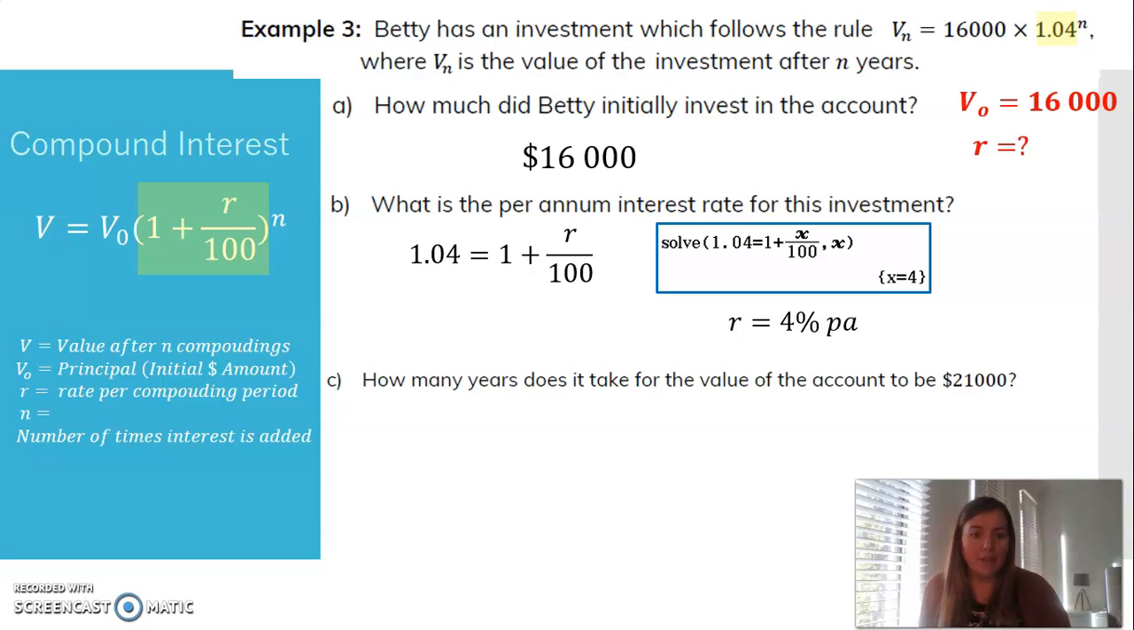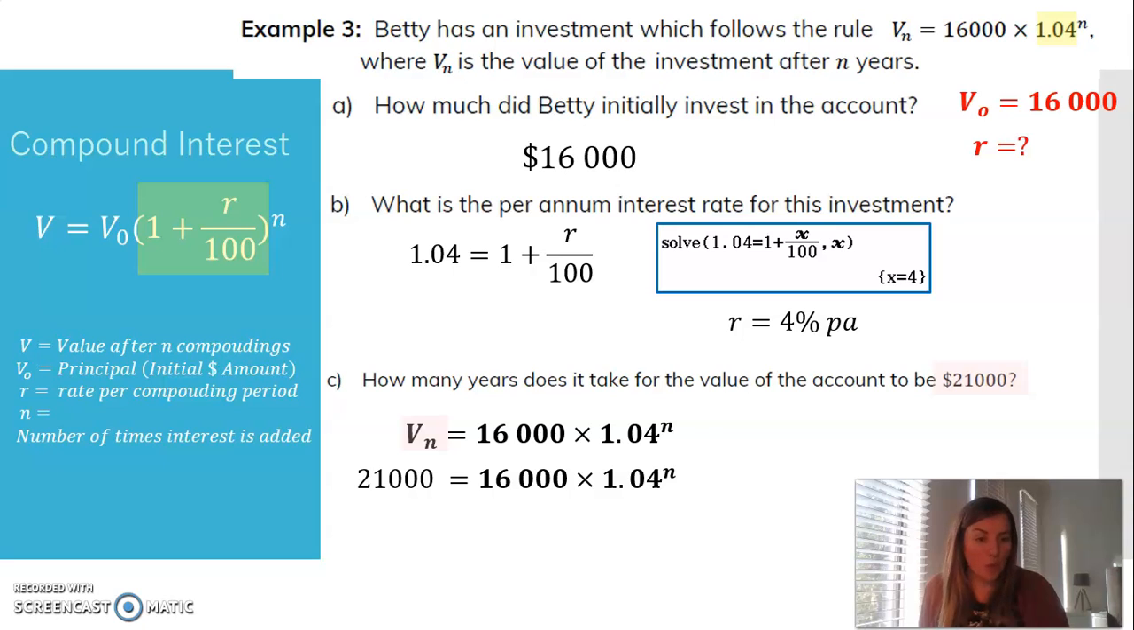How many years does it take for the value of the account to be $21,000? Again, I will use the rule for this. So what am I solving? It's asking how many years does it take. So am I solving Vn or am I solving n? How many years does it take? Now that's going to be my n, my number of time periods. And I'm told that the value of the account at this time is $21,000. So $21,000 will go into where your Vn is. Okay, and then we will solve n.